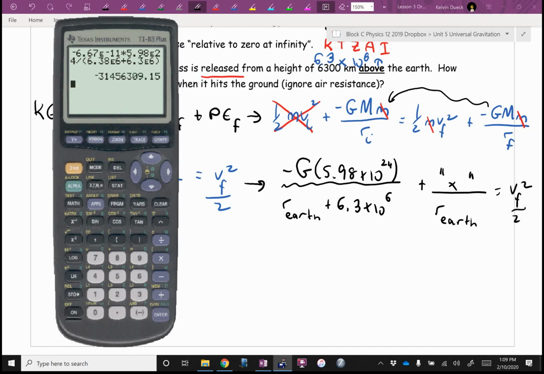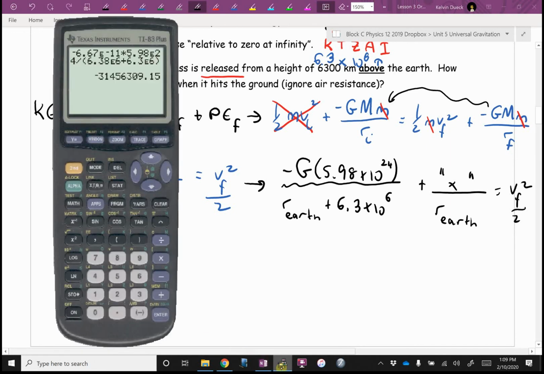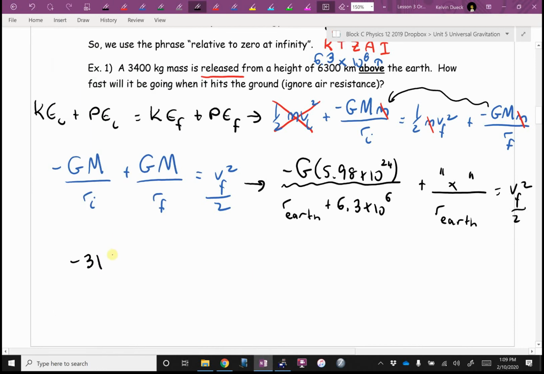And you should get negative 31456309.15. If you didn't, now is a chance to kind of get my attention. Is that right? I'm going to write that down. Negative 31456309.15, and then I'll put a plus sign.